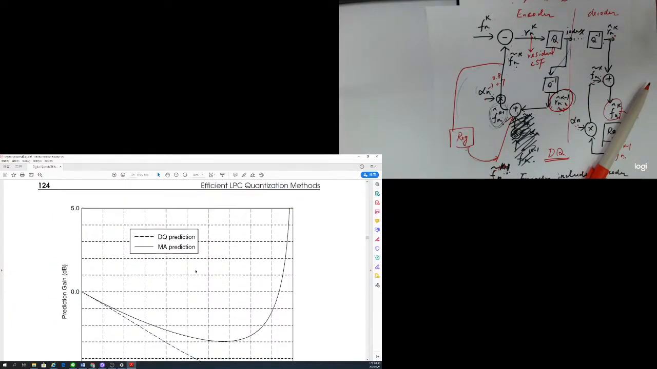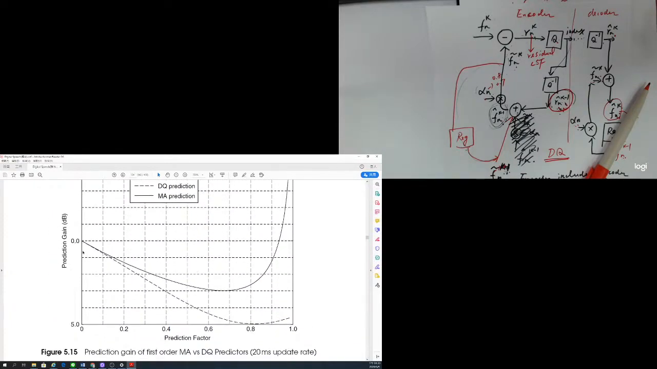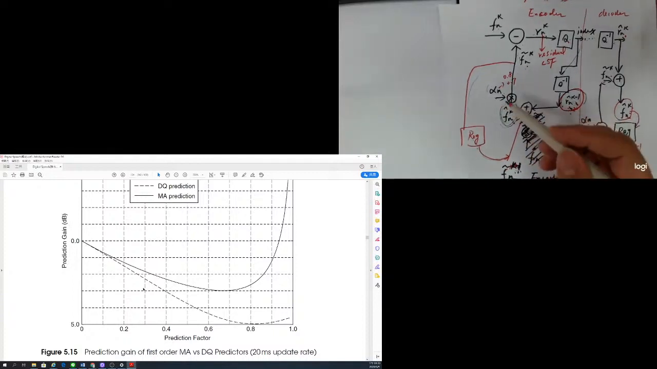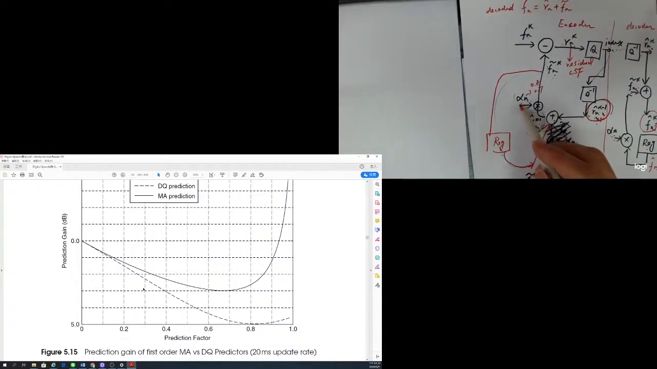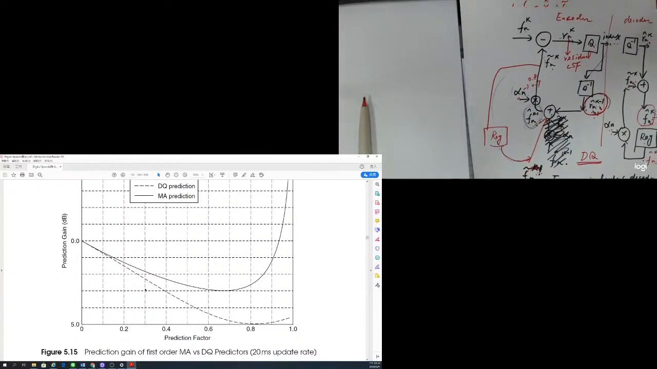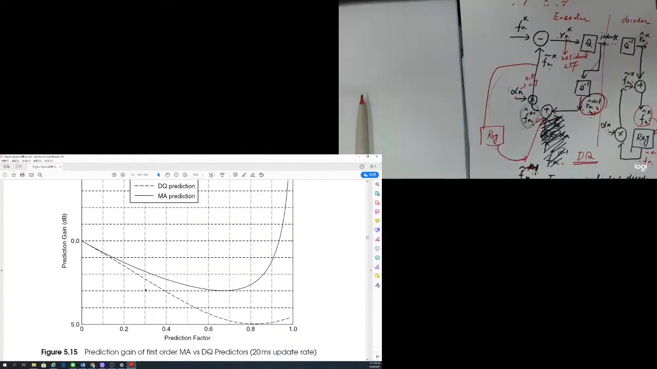So they try to show you these two methods because one is based on prediction gain. They design prediction gain. They say, well, which coefficient? They're talking about alpha n here. So they try to figure out which alpha n can get a better performance. So you can see if we are using a moving average, the best coefficient alpha n is around 0.67. You can see the figure here.